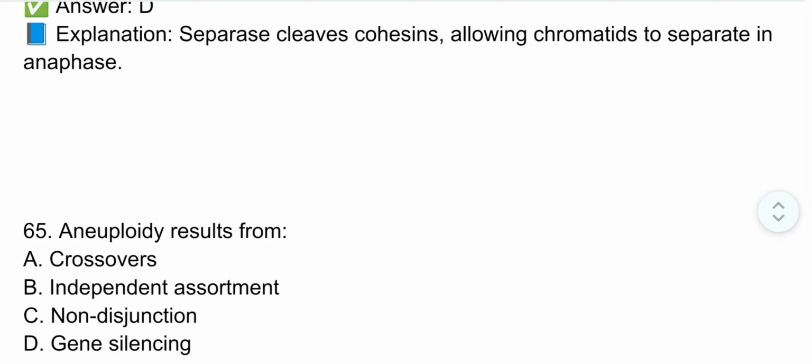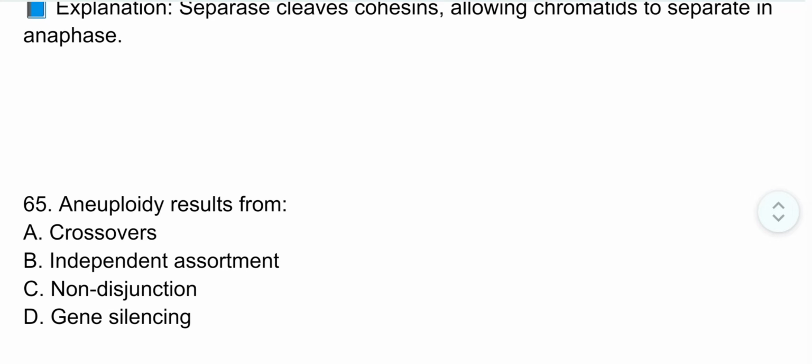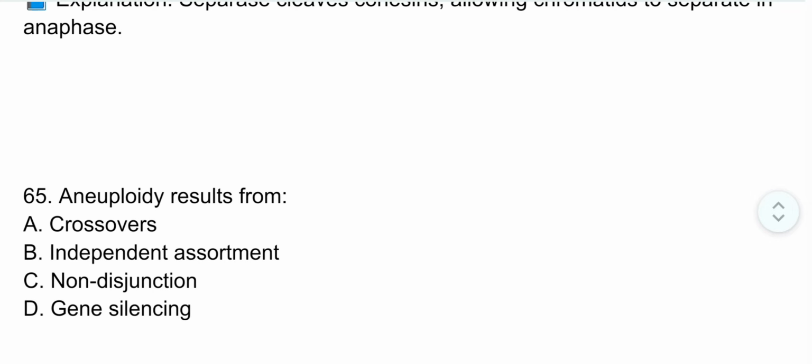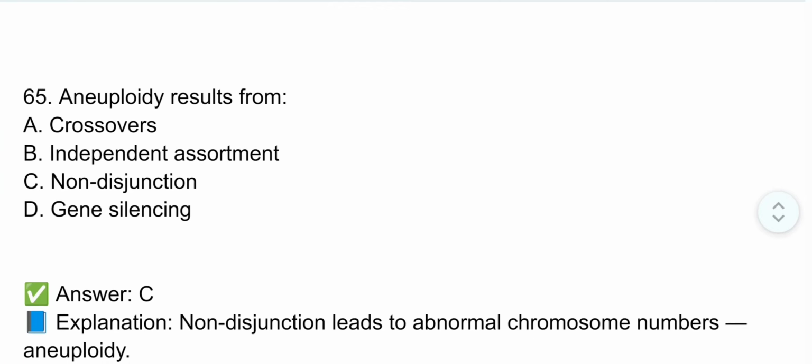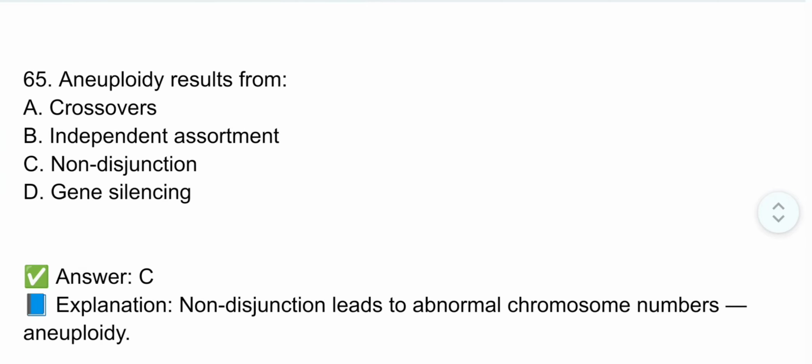Question number 65. Aneuploidy results from? The correct option is option C. Non-disjunction. Non-disjunction leads to abnormal chromosome numbers, aneuploidy.